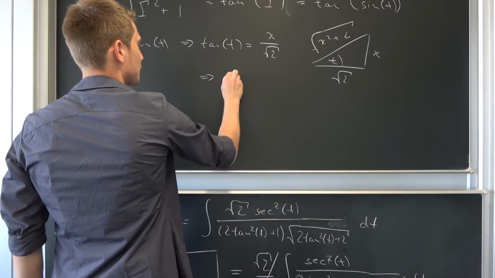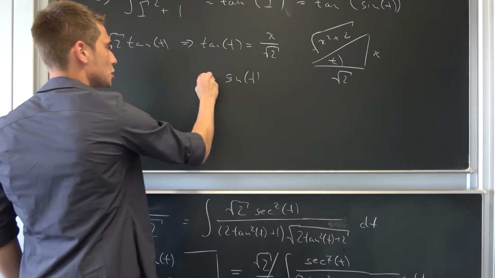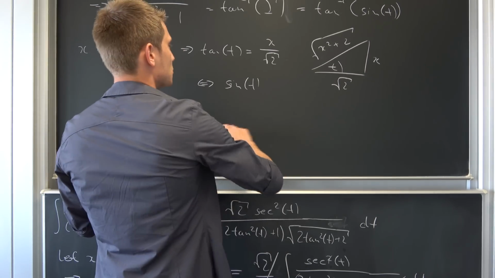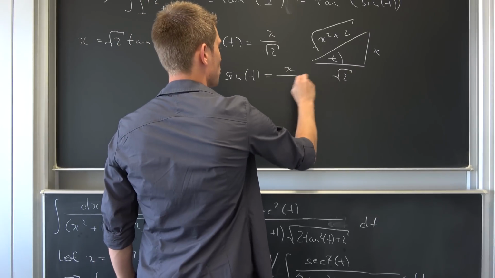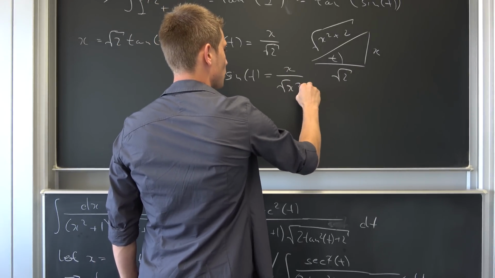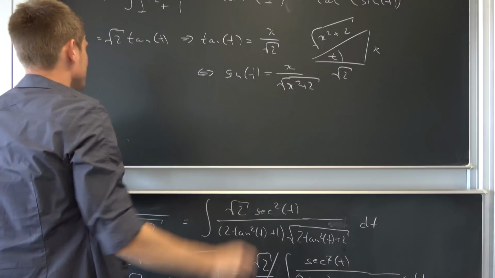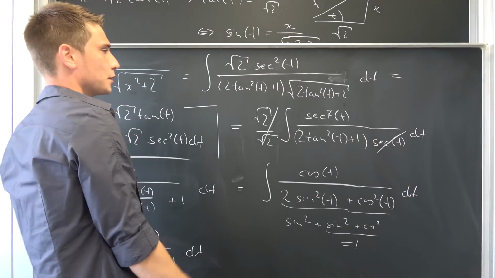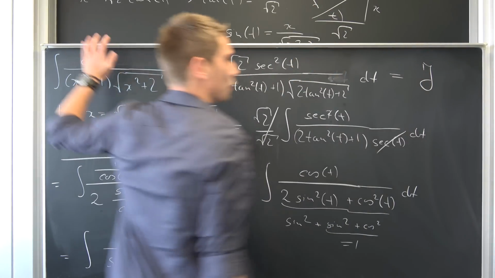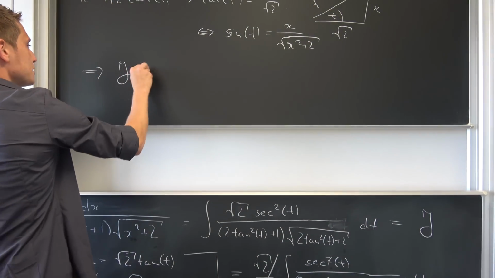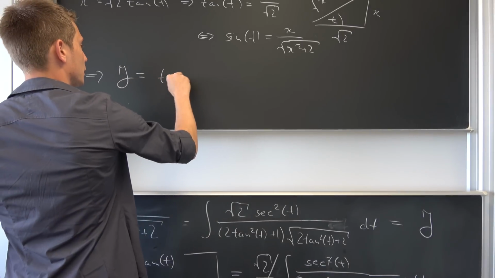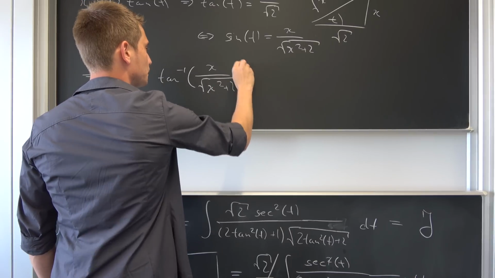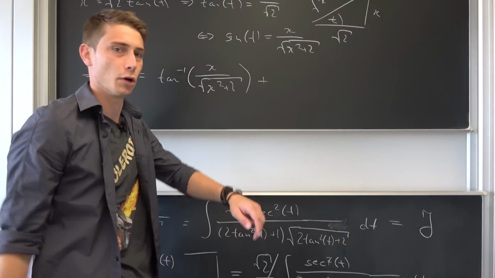So that also means that sine of t, it's actually equivalent right here, because it's on an interval from 0 to pi over 2. So sine of t is then nothing but x over square root of x squared plus 2. We can plug this in. So that means if this thing right here is our original integral, let's call it J, then J is nothing but the inverse tangent of x over square root of x squared plus 2 plus some arbitrary constant.